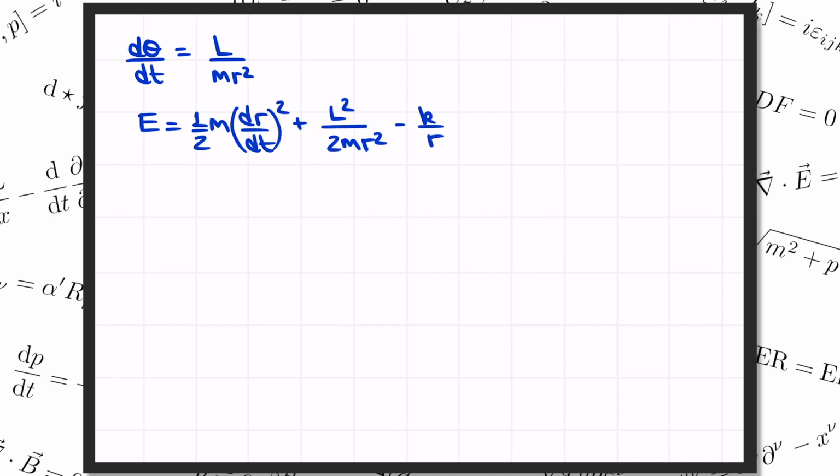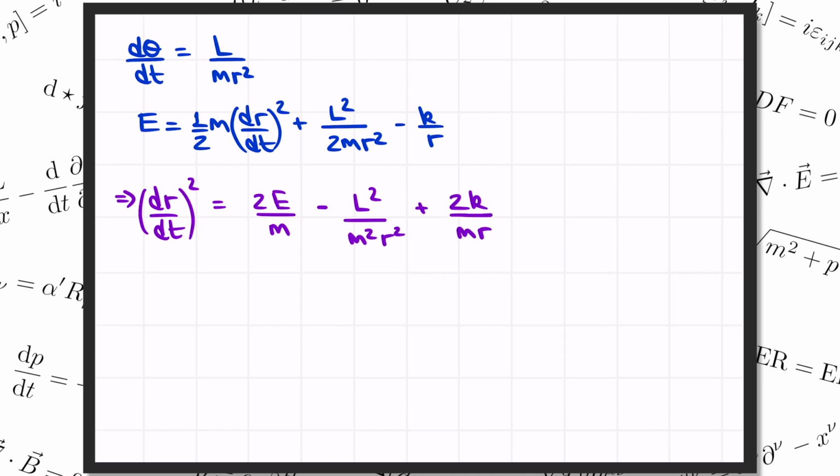Okay, at this stage we have two equations. One for d theta by dt from the angular momentum L, and one for the energy as a function of r. But I want to rearrange this energy equation to solve for dr by dt. So we can write it as dr by dt squared equals 2E over m minus L squared over m squared r squared plus 2k over mr. So these are two differential equations for r of t and theta of t.